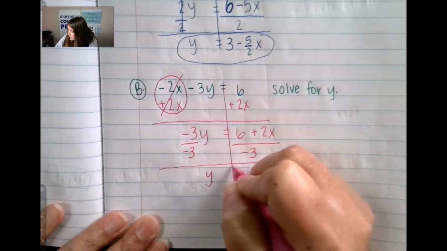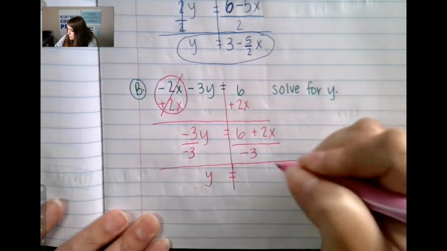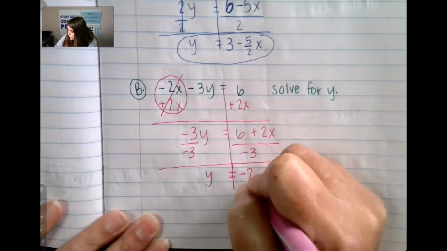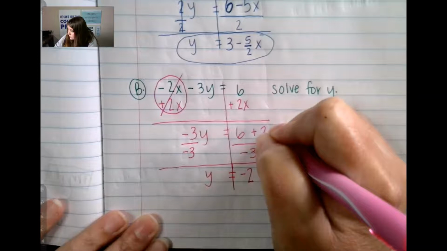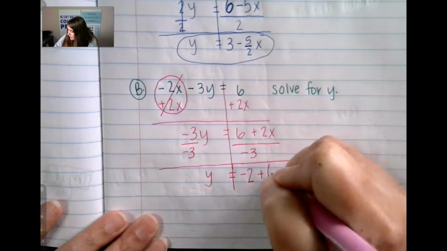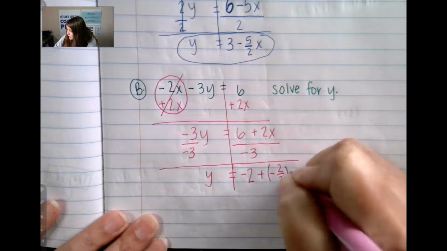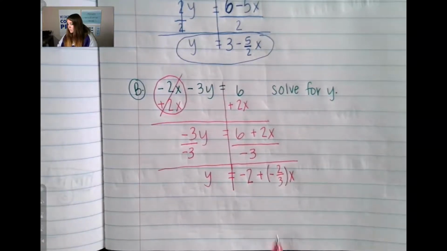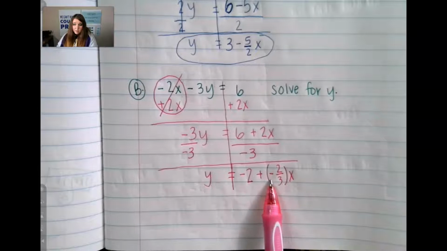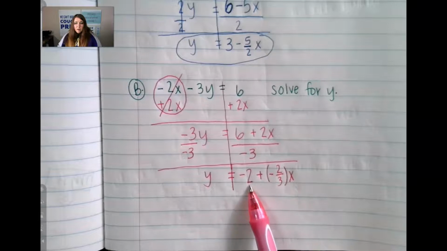This gives me y equals 6 divided by negative 3, which gives me negative 2. And this gives me 2 over negative 3, so plus, I can say negative 2 over 3 x. Or I could just get rid of this and put negative 2x. Usually when we write this, we write it so that the letter is first, in front of the number.